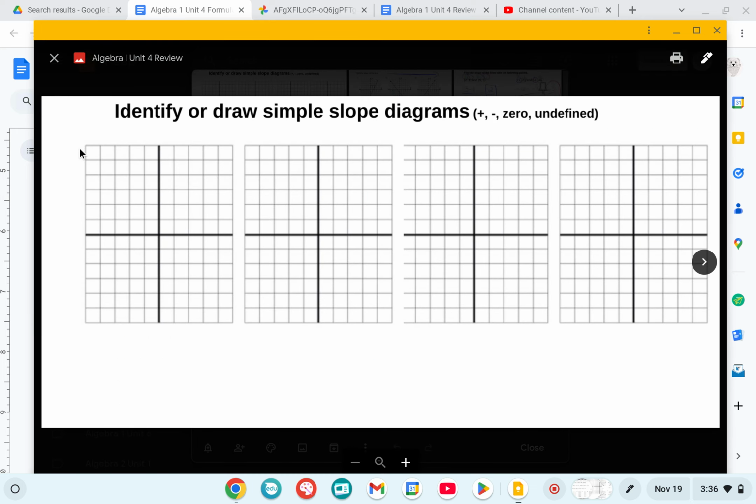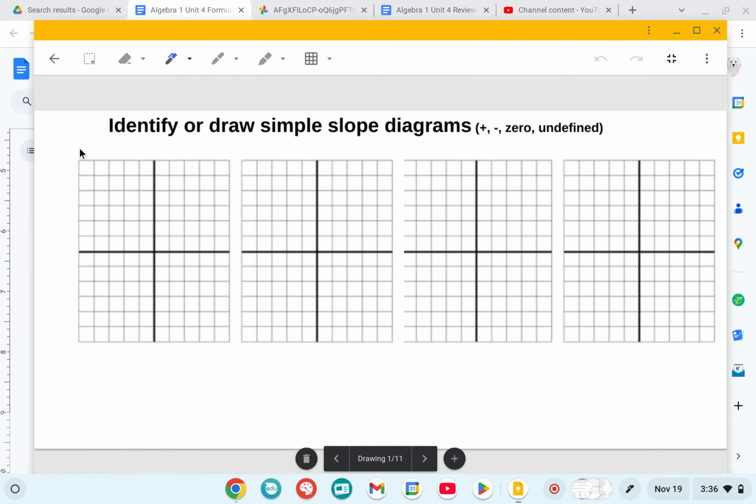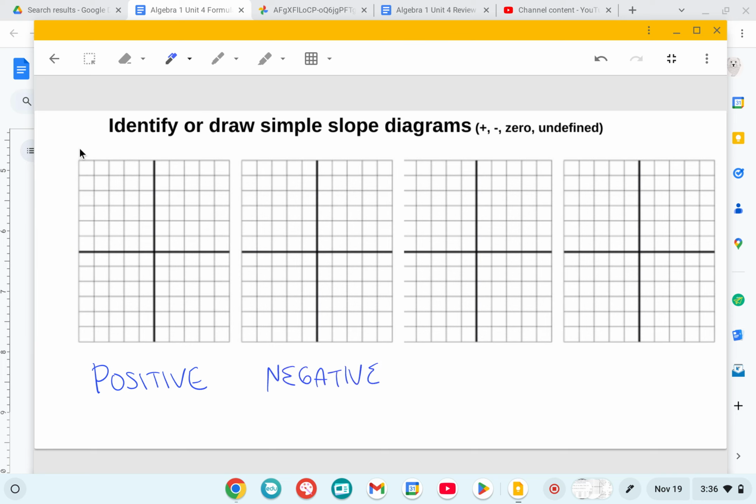Lastly, these were the 4 diagrams that I gave you in the notes. You need to be able to identify simple slope diagrams: positive, negative, 0, and undefined. Those are the 4 types. So I'll draw just an example of what could be the right answer.